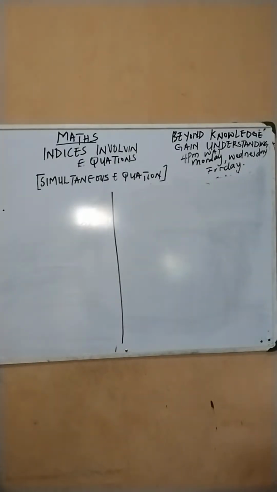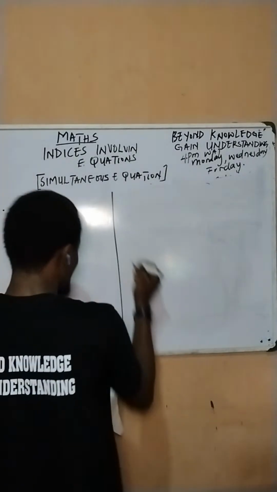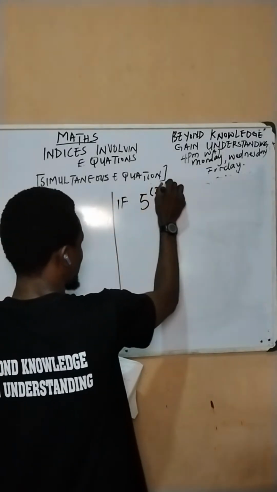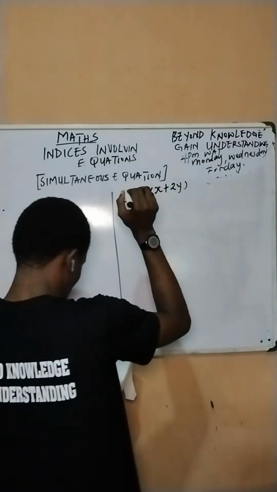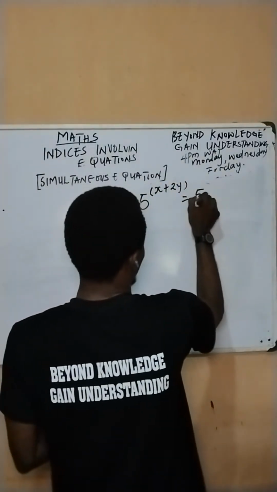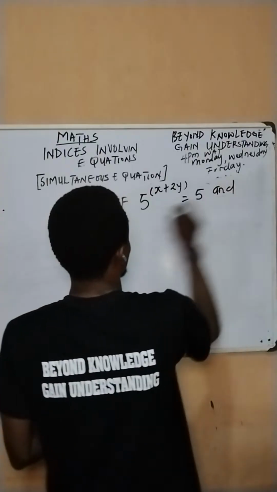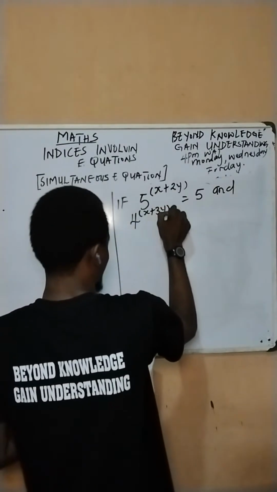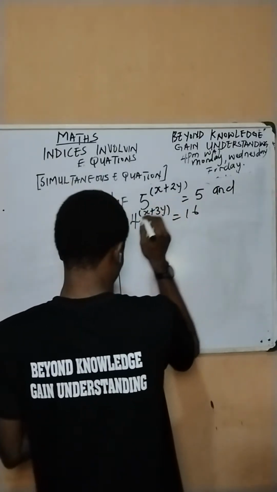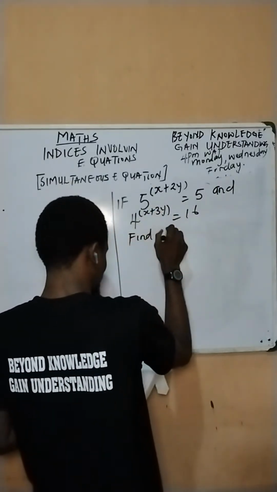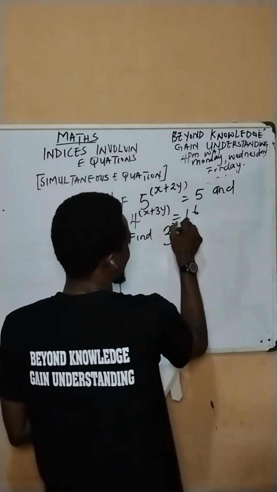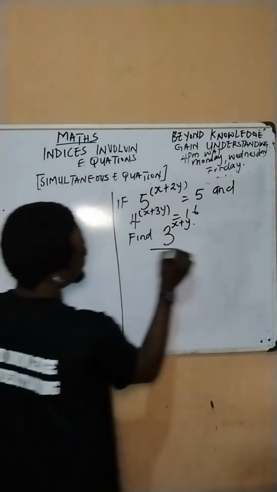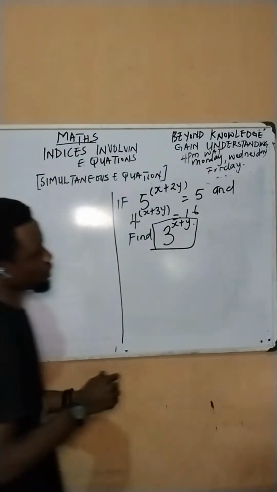An example, if 5 raised to the power of x plus 2y equals 5, and 4 raised to the power of x plus 3y equals 16, look at the question, find 3 raised to the power of x plus y. So you see the question that we're asked here, we're asked to find the value of 3 raised to the power of x plus y.